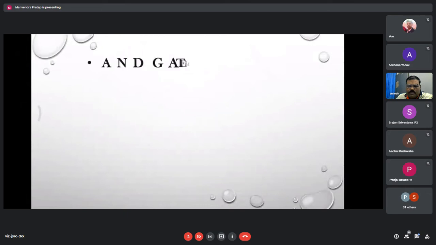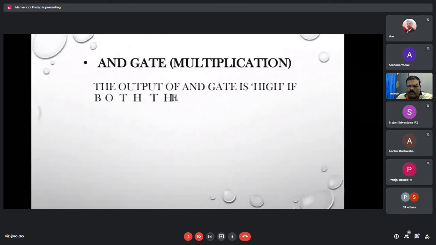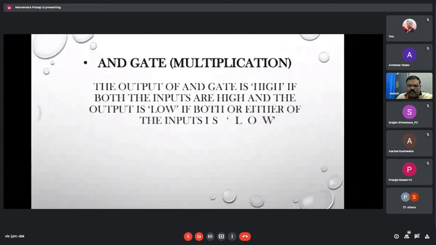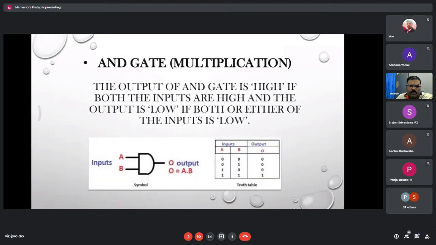So the next gate is the AND gate. The output of an AND gate is high if both of the inputs are high, and the output is low if both or either of the inputs is low. This is the symbol of the AND gate. If there is no signal in both of the inputs, then the output is zero. If there is a signal in only one of the inputs, the output is still zero. Only if there is a signal in both of the inputs is the output one.